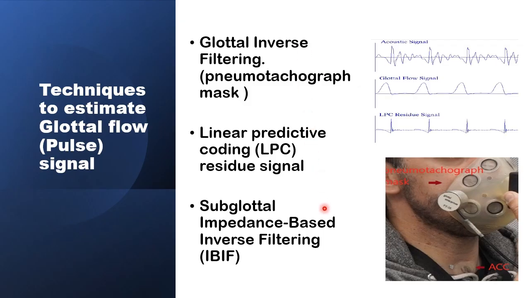Indirect techniques are used to estimate the glottal flow. Why indirect techniques? Because placing a microphone or an airflow detector directly at the glottic level is invasive. It's more practical to detect the signal at the mouth after it has been filtered by the vocal tract.